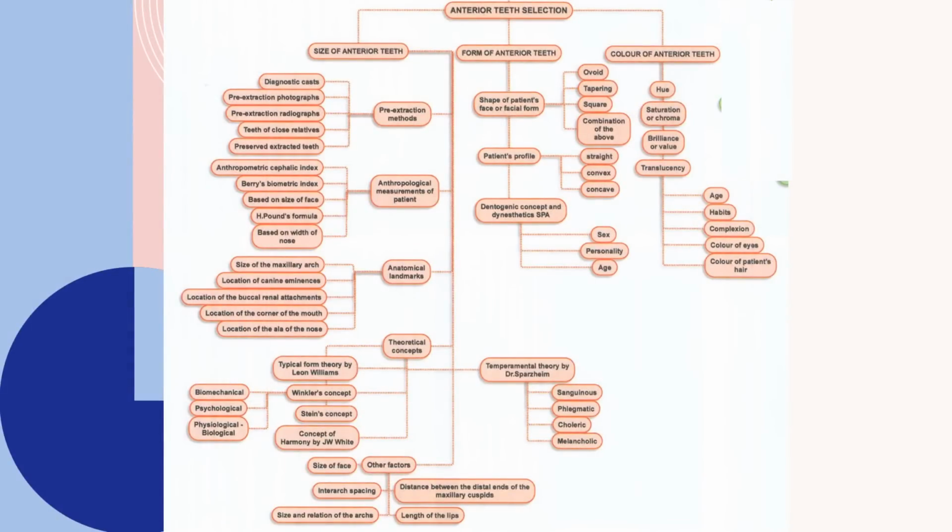So these are the various factors related to anterior teeth selection, that is size of anterior teeth, form of anterior teeth and color of the anterior teeth. So what is the size? That is pre-extraction records, anthropological measurements of the patient, anatomical landmarks, theoretical concepts and also other factors. Then what is form? Shape of the patient's face or facial form, patient's profile, dynamic concept or dentogenic concept. Then what is the color? Hue, chroma or value, translucency. So this is the summary of anterior teeth selection.